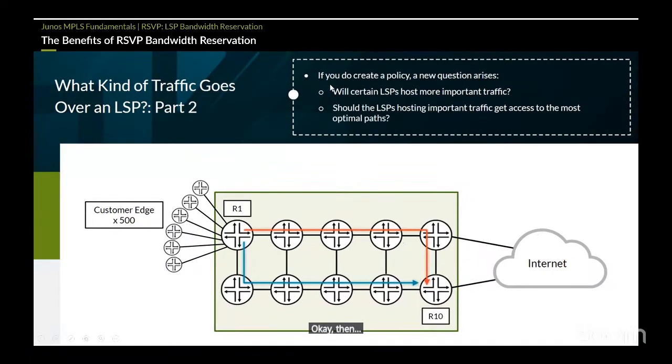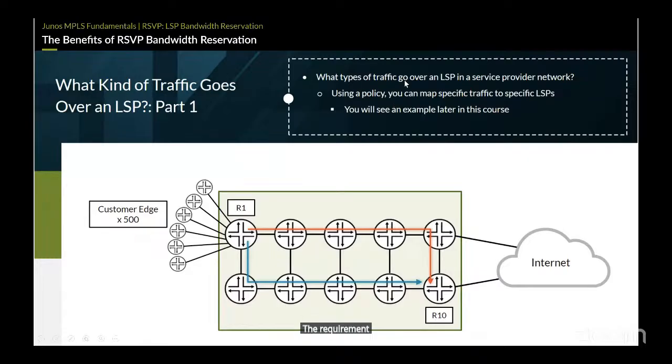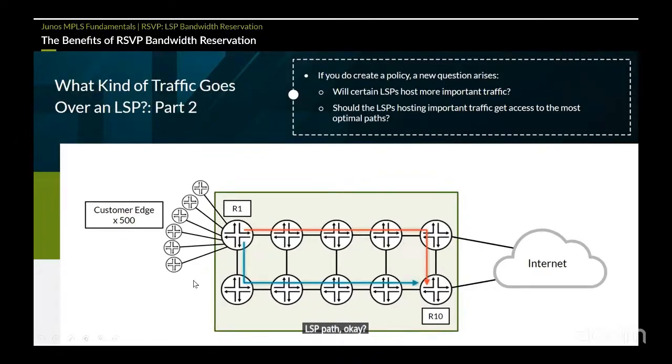Okay, then the requirement is what types of traffic go over an LSP in a service provider network. Using a policy, you can map specific traffic to a specific LSP. Okay, I can map. How to map? Using the path. We already discussed this last time. When we define the path, we can mention two modes. One mode is loose mode, and another mode is strict mode. When we define the LSP path.